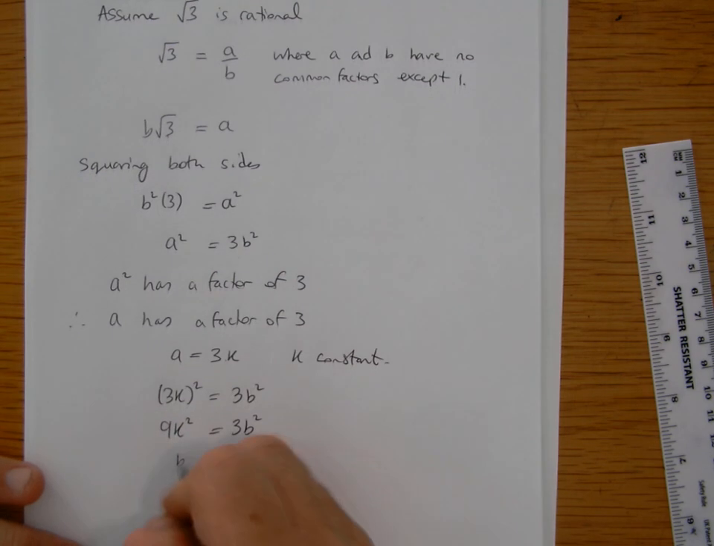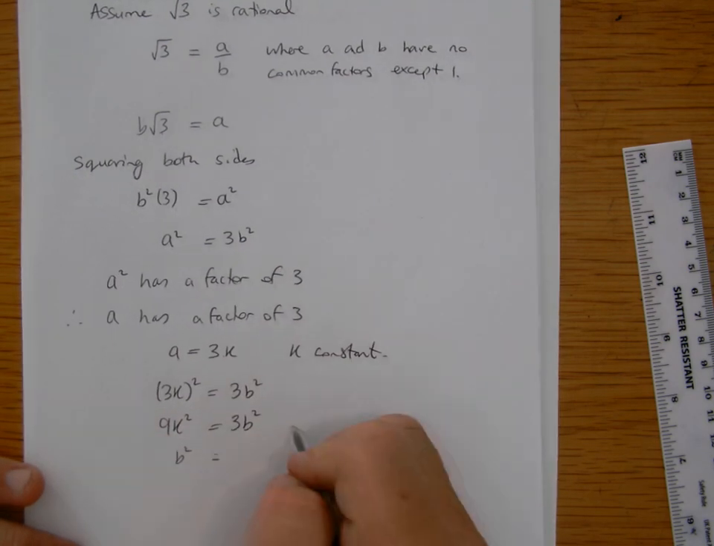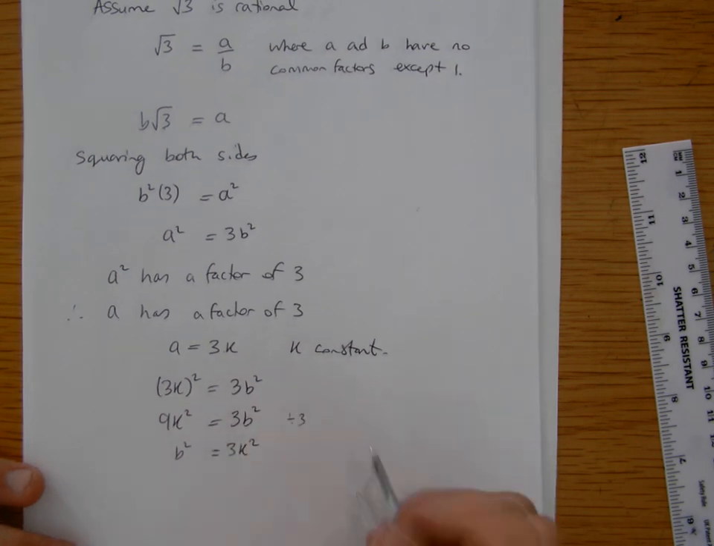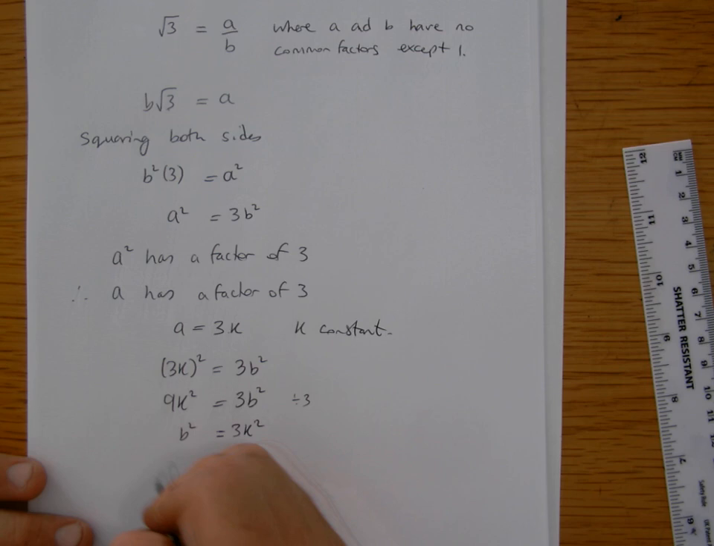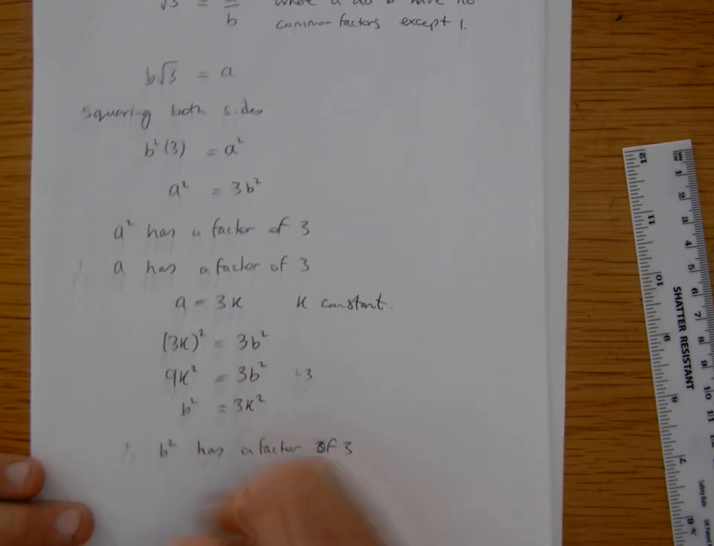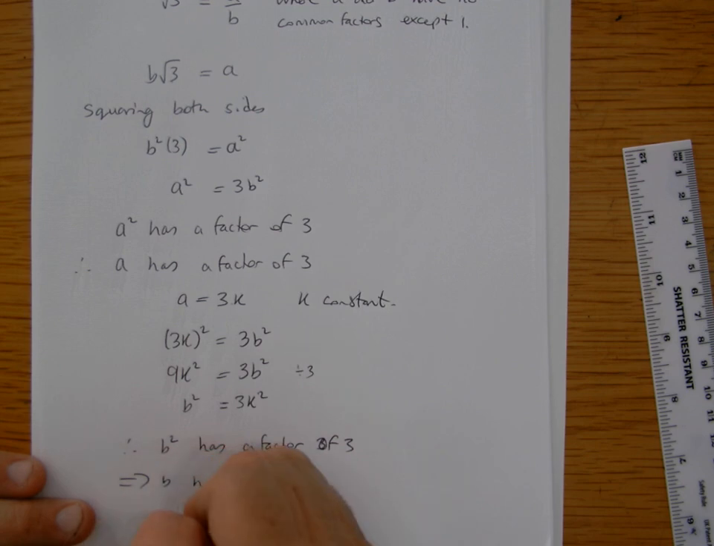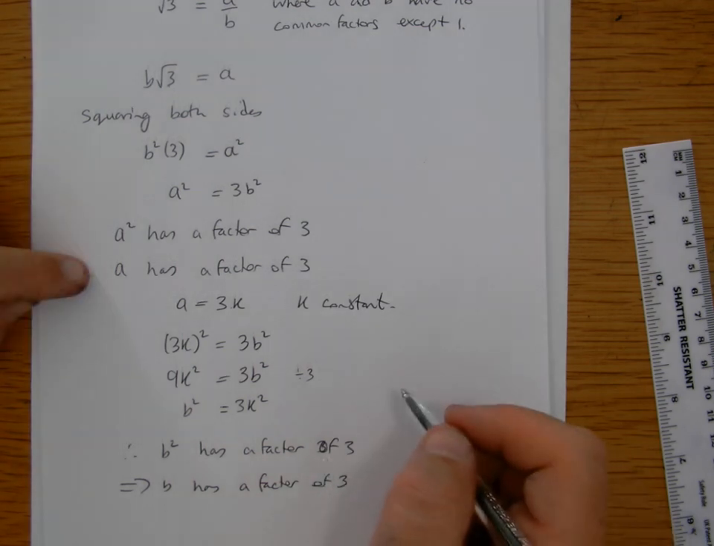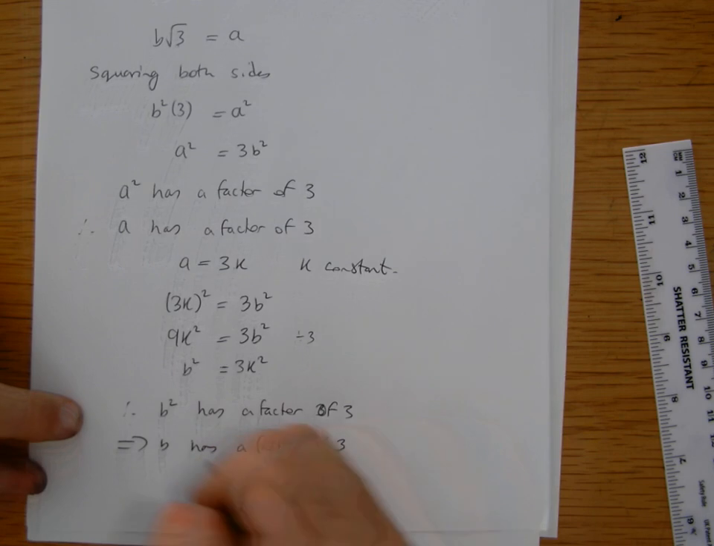And then actually I can say then b squared, well if I divide by 3, b squared is equal to 3k squared. Okay, so therefore I could say, just like I said before, b squared has a factor of 3. Okay, now if b squared has a factor of 3, that means then b has a factor of 3. There's our contradiction. Notice we've got a as a factor of 3, also b is a factor of 3. That's a contradiction.